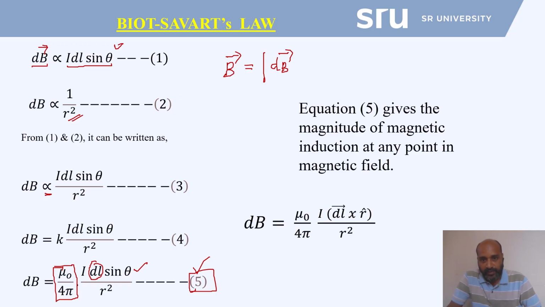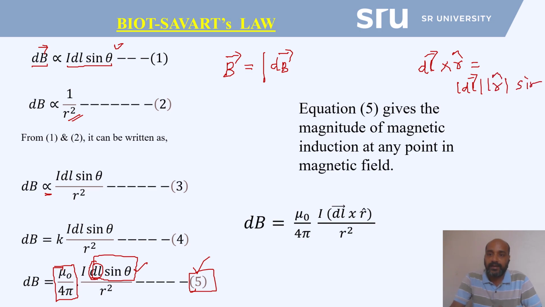So you can write this equation in vector form as mu 0 by 4 pi as it is, because they are constants, and this I is a scalar quantity, so we cannot do anything with it in vector form. Electric current is a scalar quantity. But now you can write this dl sine theta as dl cross r cap. If you apply the cross product dl cross r cap, the cross product magnitude is magnitude of dl, magnitude of r cap, and sine theta.